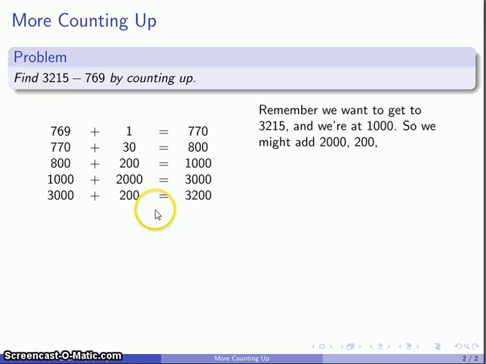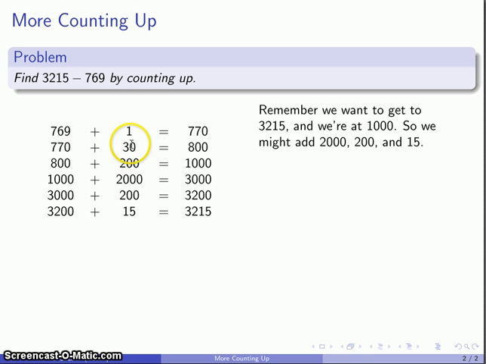I'm getting close to the number, and I still want to get to that 200, so I'll add 200 to get me to 3,200, and the next digit there is a 15, so I might add 15, and that takes me to 3,215. Now again, the counting up method asks how far did we have to go from our starting point 769 to our ending point 3,215? How far did we go?